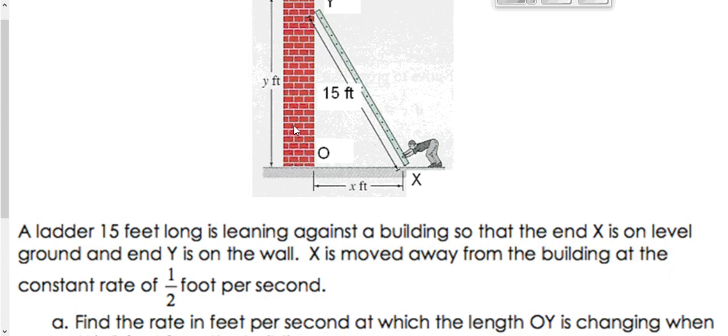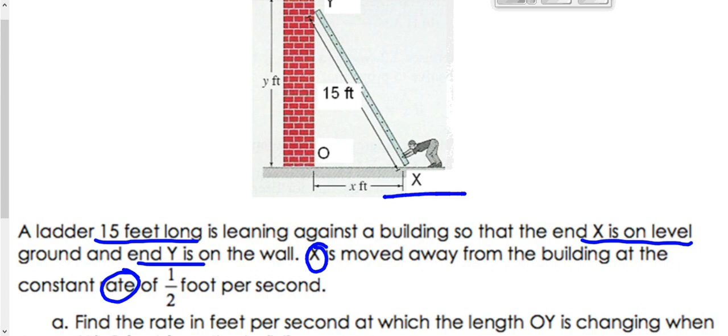It says a ladder that is 15 feet long is leaning against a building, so the end X is on level with the ground and end Y is on the wall. So they labeled that for us. X is moved away from the building at a constant rate of 1/2 foot per second. So that means that dx/dt is 1/2 foot per second.